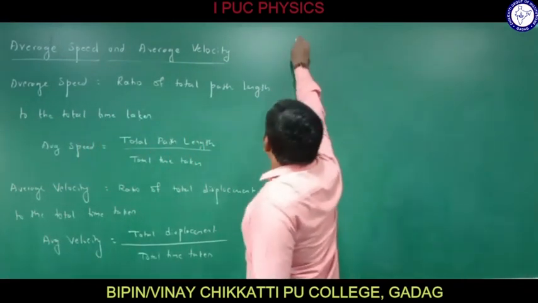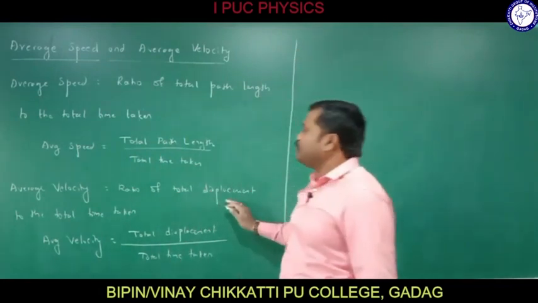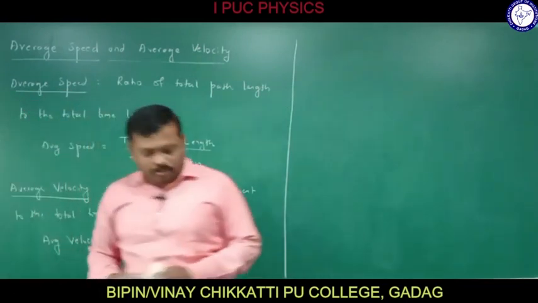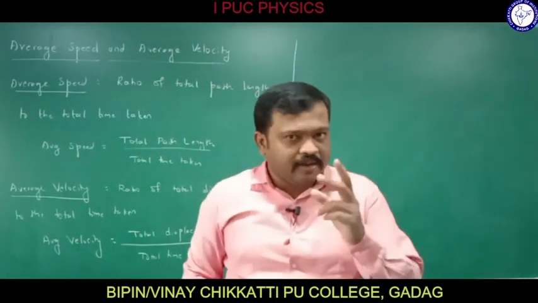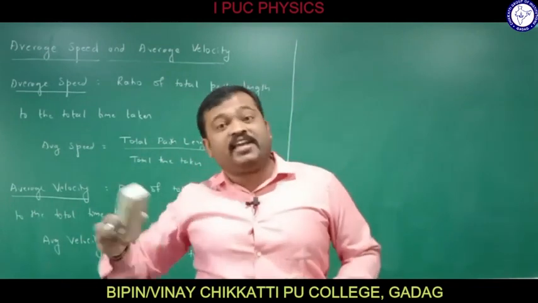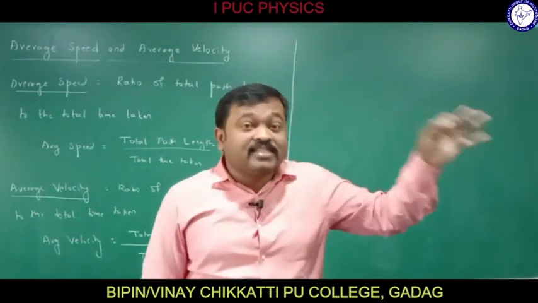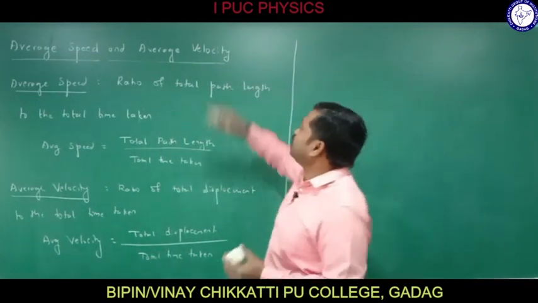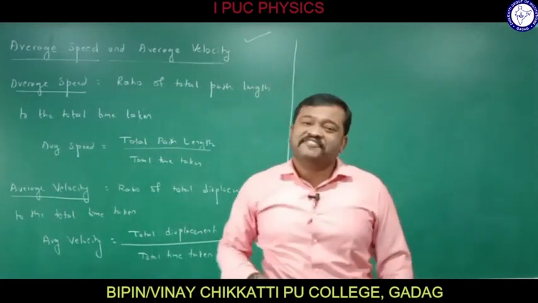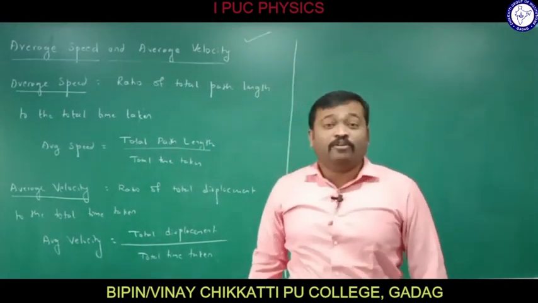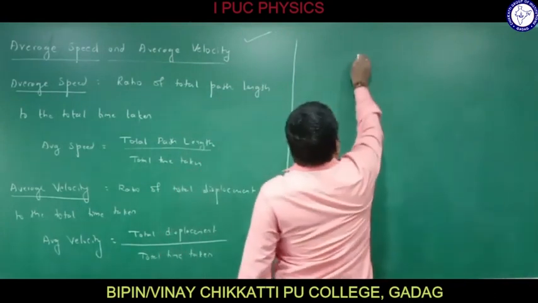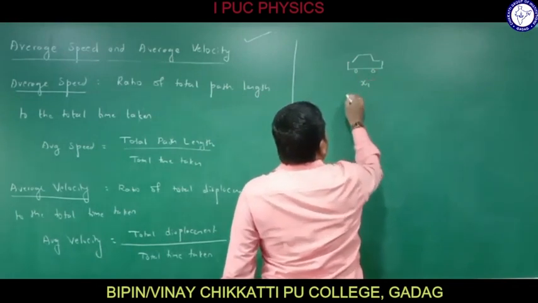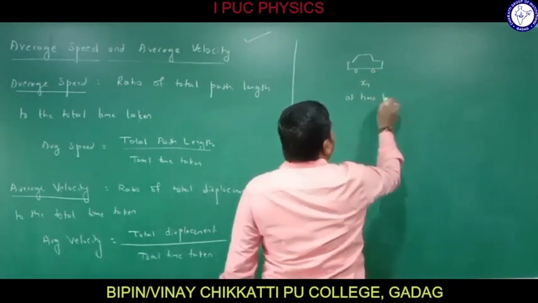If you know the difference between path length and displacement, you can definitely understand the difference between speed and velocity. Let me write this in two terminologies: one is average speed and average velocity, and another is instantaneous speed and instantaneous velocity. We have two parts here. This is the first part, average speed and average velocity. Let me write a formula for this now. Let us consider there is a car, at a distance x1 at time t1.